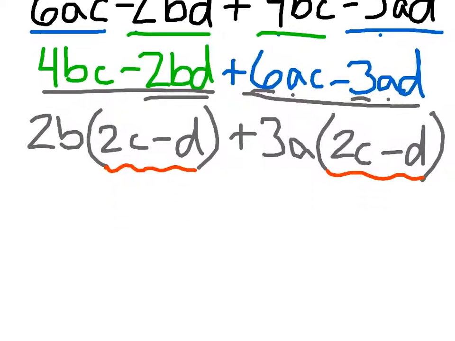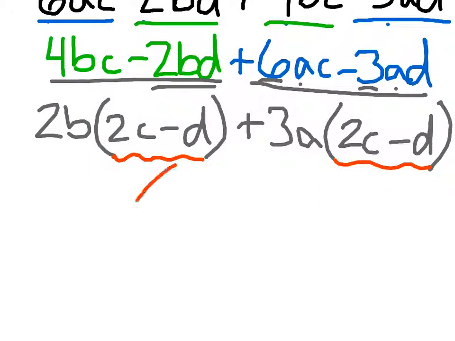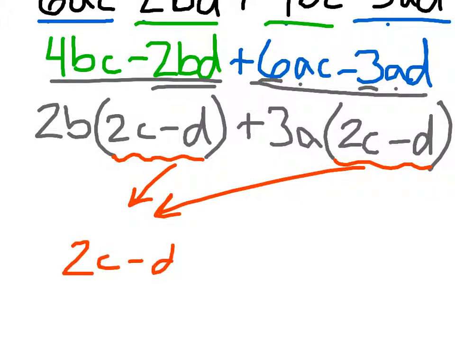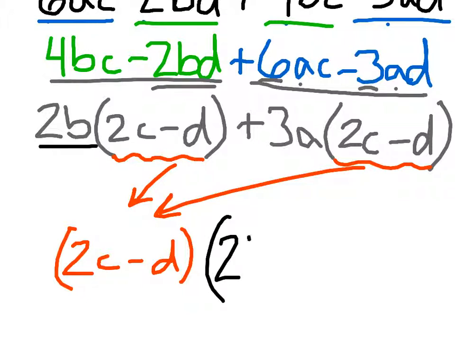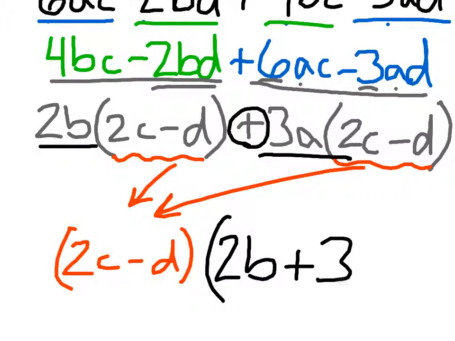Oh, good. You got that common factor there, 2C minus D. So now you can pull that out front, factor it out front, 2C minus D. And we pulled that out of a framework of 2B plus 3A. And that's it.